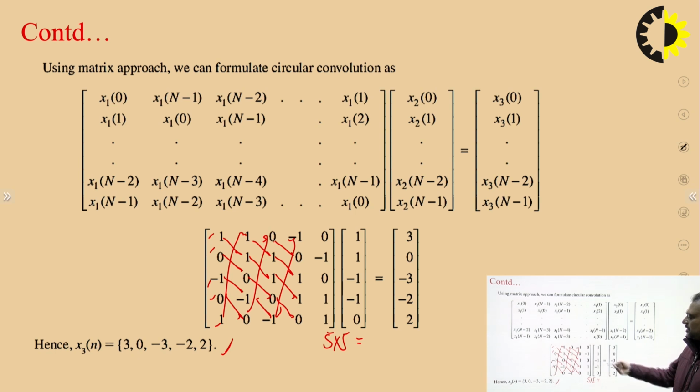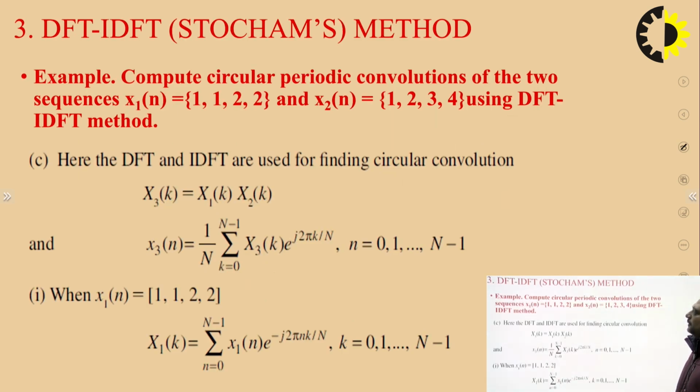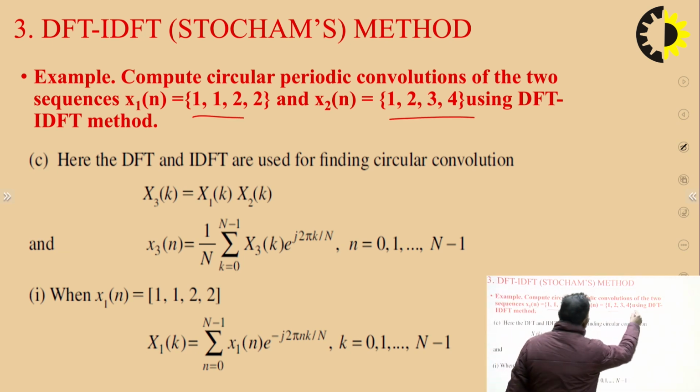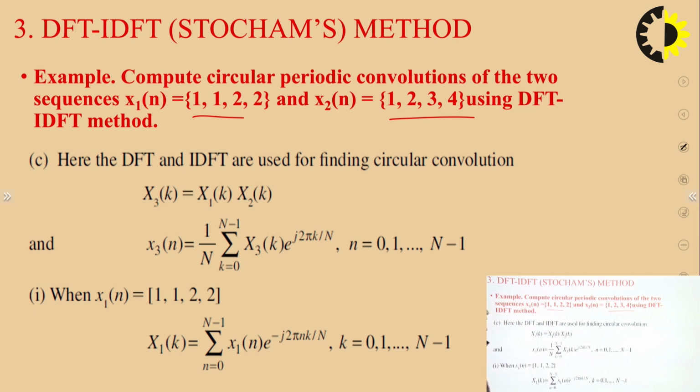This method is quite simple when we solve with copy and pen, if the value of n is not very high. Okay, and the last method is the DFT-IDFT method, or the Stockham's method also. In this case we are again given two sequences, 1 1 2 2 and 1 2 3 4. So what we will do is apply DFT.